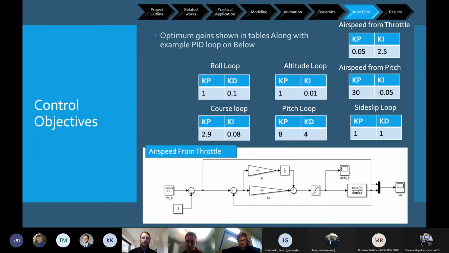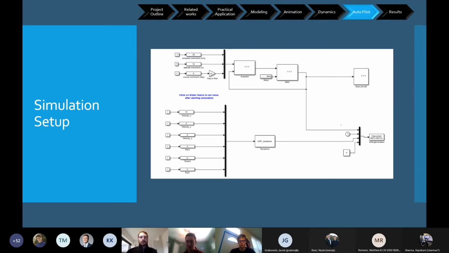Sorry about that. For the control objectives, I'm going to have you follow along with how we computed the gains for the autopilot. For each of these little tables, we have each of the loops for each of the gains, and these are just showcasing the optimum values that we use for the autopilot. For each loop, at the bottom, we have a picture of the model that we use to determine the stability of these loops with these optimum values that we discovered through iteration.